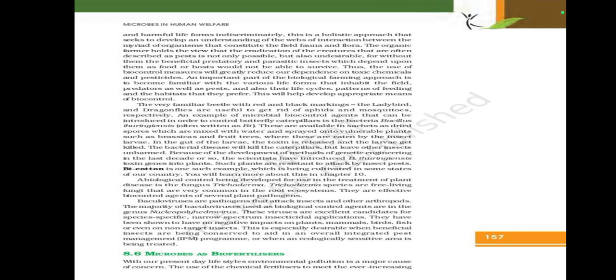The bacterial disease will kill the caterpillars. With the development of methods of genetic engineering in the last decade or so, the scientists have introduced Bacillus thuringiensis toxin genes into plants. Such plants are resistant to attack by insect pests. Bt cotton is one such example which is being cultivated in some states of our country. You will learn more about this in chapter 10.